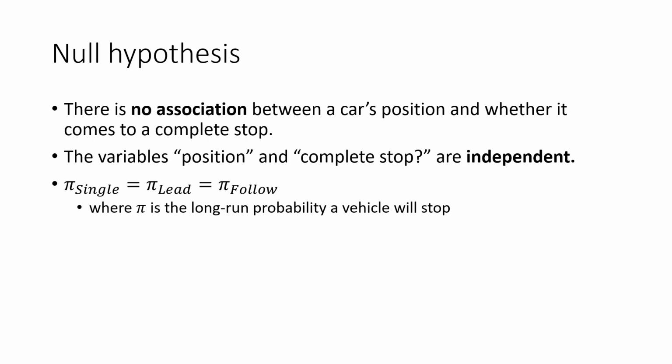In symbols, we could write the null hypothesis as pi sub single equals pi sub lead equals pi sub follow, where pi is the long-run probability that a vehicle of that type will stop. So our null hypothesis is comparing three different proportions rather than comparing two proportions like we did in a two-proportion z-test.